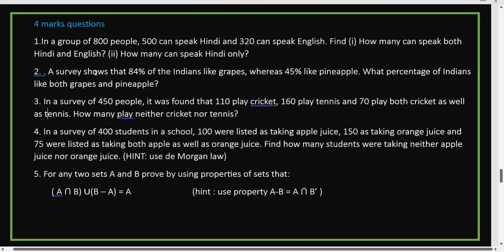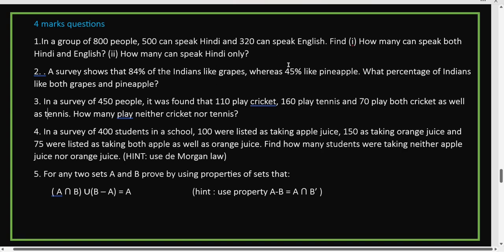Now come the 4 mark questions. These are word problems, where different details are given. A universal set of a group of 800 is given, and some people are Hindi speaking and English speaking and both, all these details are given. You have to find out how many can speak both Hindi and English, and how many can speak Hindi only. You can do it.